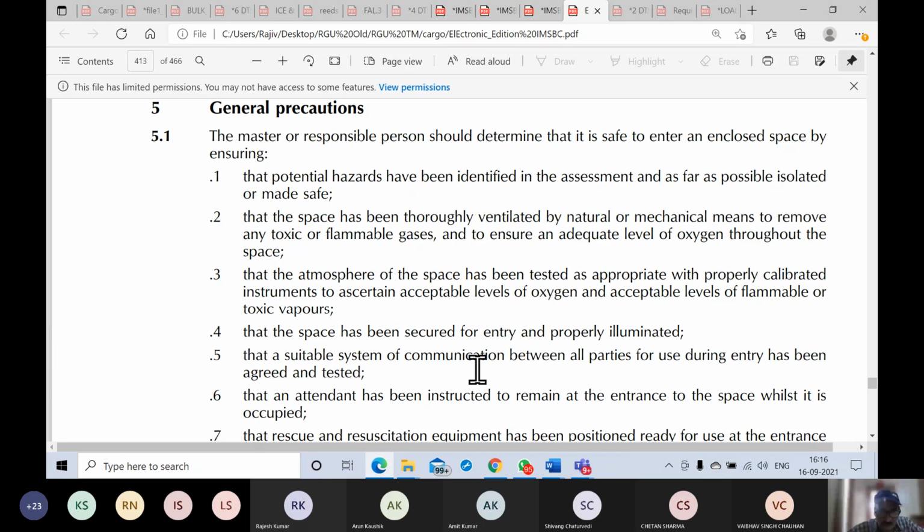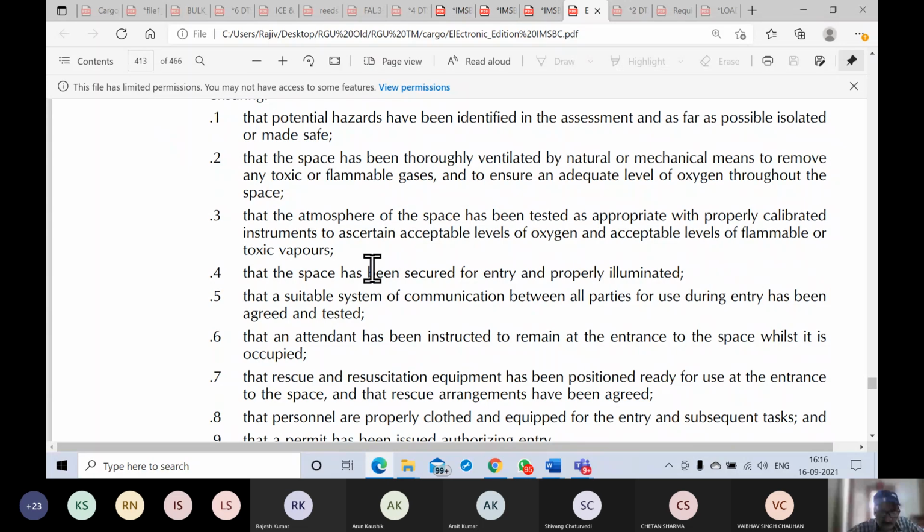As far as the code is concerned, what we did in our topic today: potential hazard should be identified in assessment, which is RA, and should be kept reasonably safe. Potential hazard identified and so far as possible isolated and made safe. Space should be thoroughly ventilated, by natural or mechanical means, to avoid any collection of toxic or flammable gases, with an adequate level of oxygen.